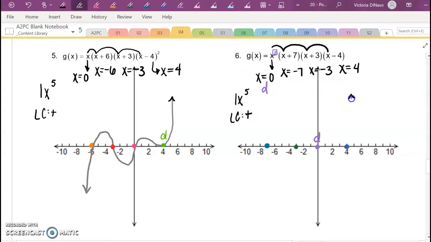I'm going to go ahead and go through my blue. When I touch the purple, we can't go over the purple because it's a double zero, so I'm going to stay under. I'm going to go through the green and then again through the teal, and that's the graph.